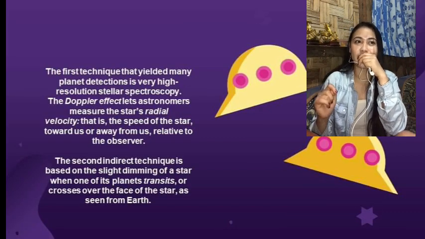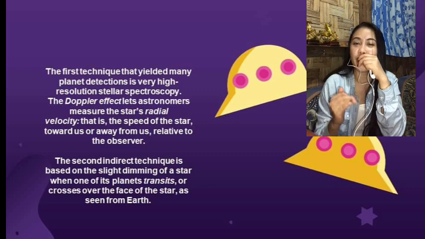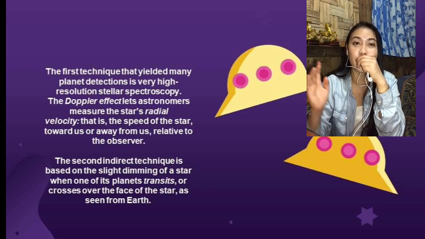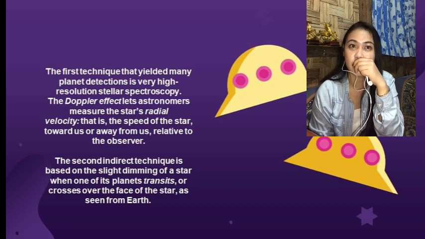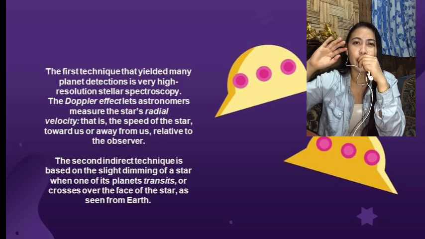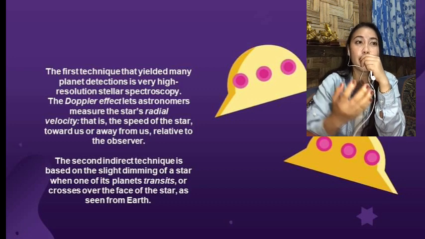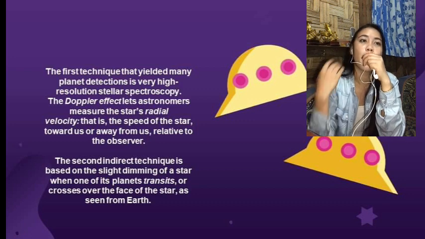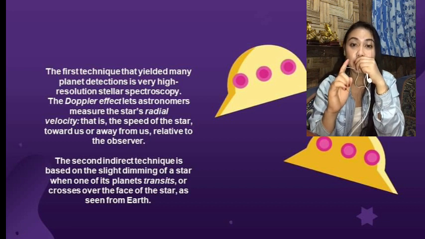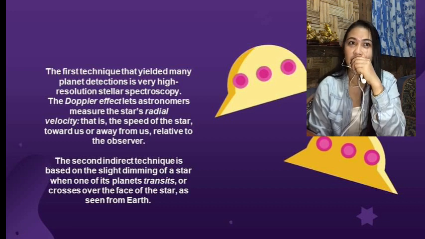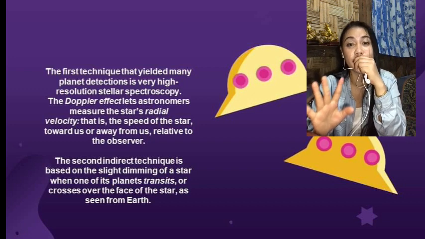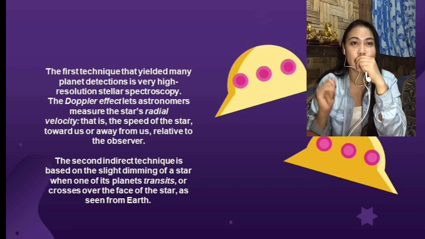Okay, may technique po tayo dito. First technique po natin that yielded many planet detections is very high resolution stellar spectroscopy. Okay, remember that. And the Doppler effect lets astronomers measure the star's radial velocity. That is the speed of the star towards us or away from us relative to the observer. Depende po yan sa observer.